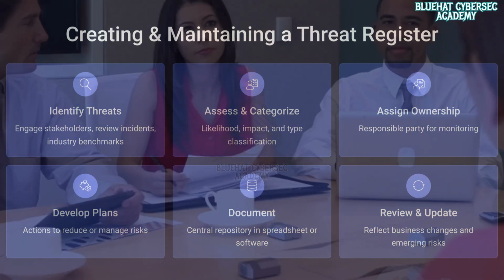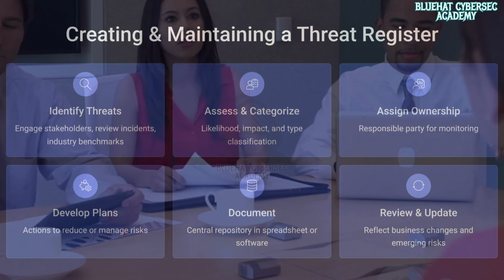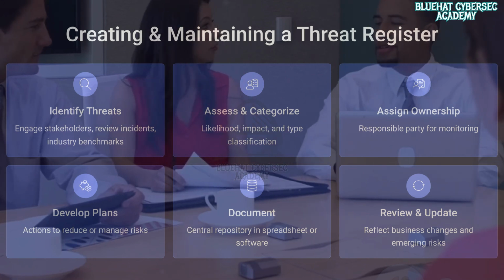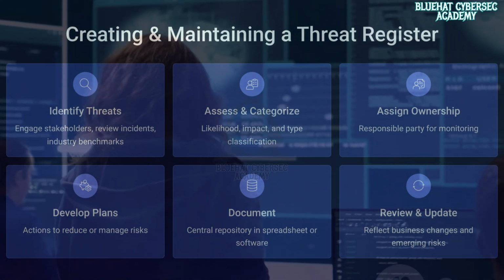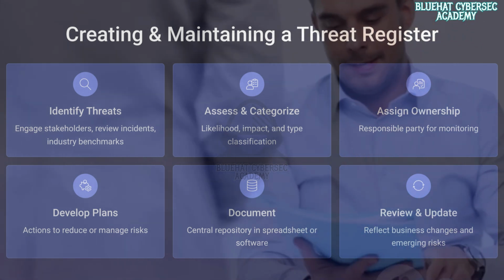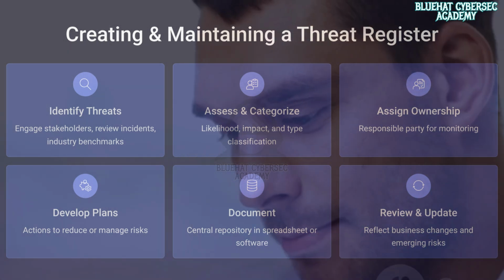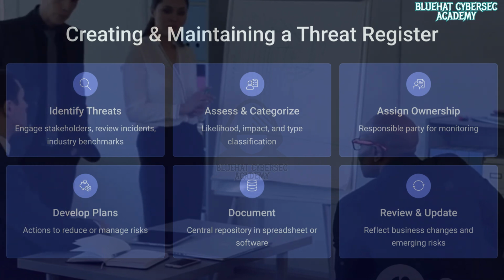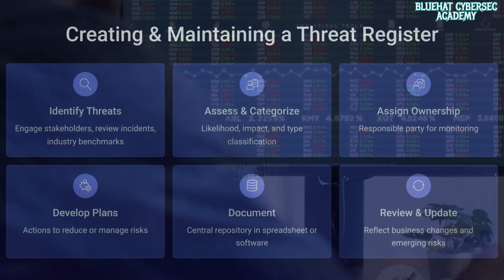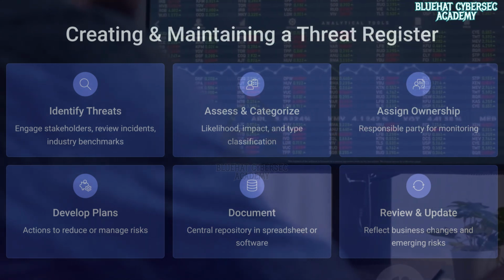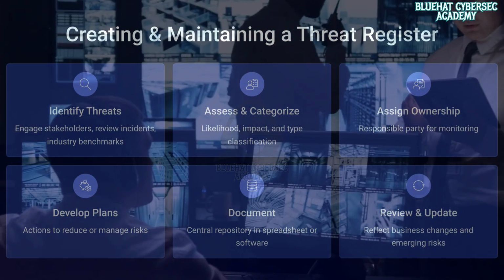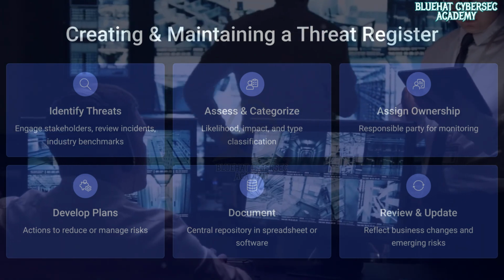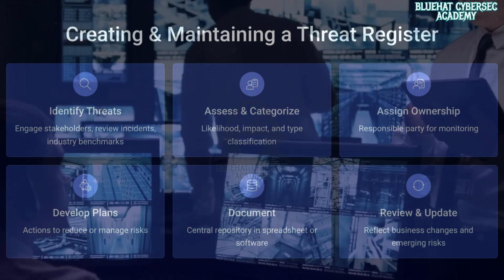Now you might be asking yourself, how do we actually create and maintain a threat register? First, you need to identify threats by engaging stakeholders, reviewing historical incidents, industry benchmarks, and emerging risks. Then, assess and categorize each threat by likelihood, impact, and type. Assign ownership so someone is responsible for monitoring and mitigation, and develop mitigation plans that clearly outline actions to reduce or manage each risk. All of this needs to be documented in a central repository, whether that's a spreadsheet, database, or dedicated risk management software. Finally, review and update regularly so your threat register reflects changes in your business environment and emerging risks.